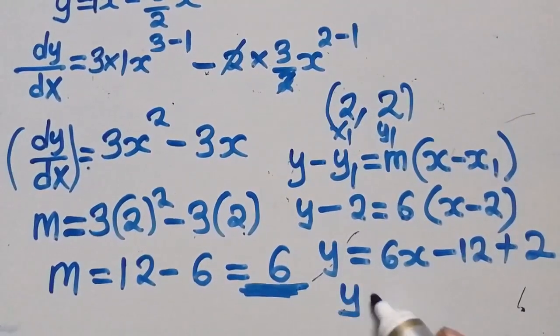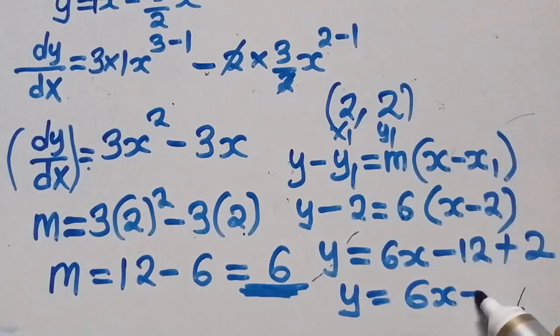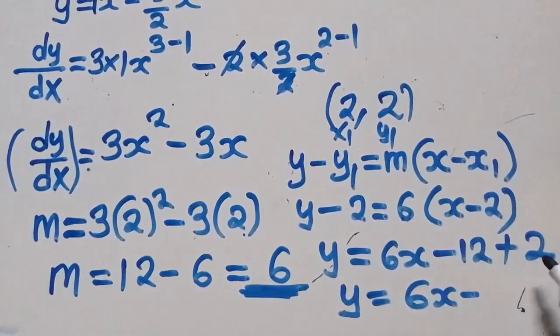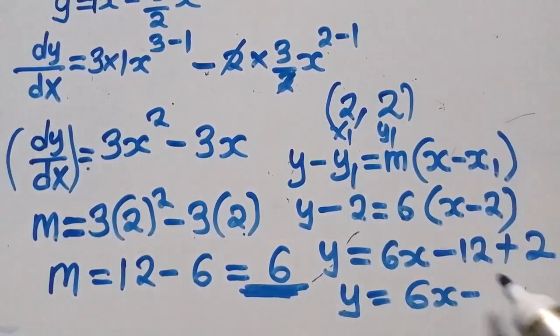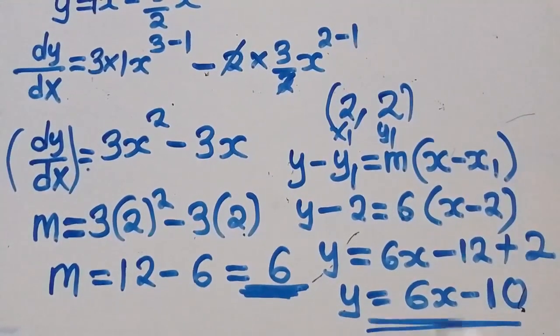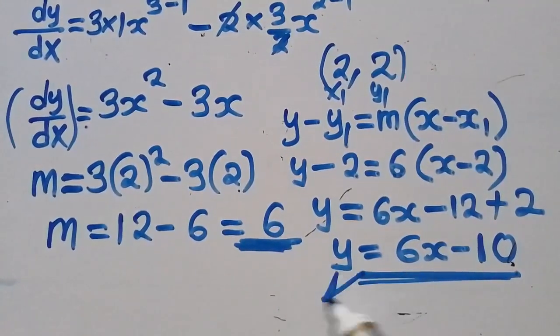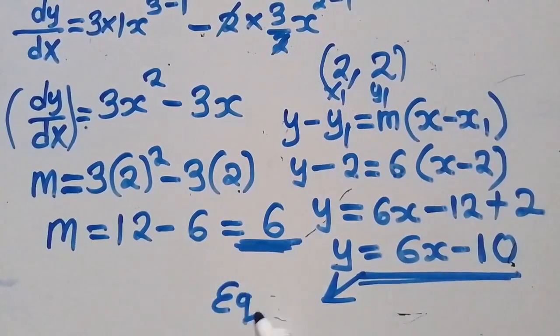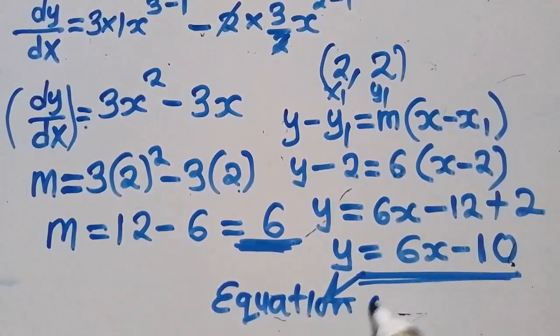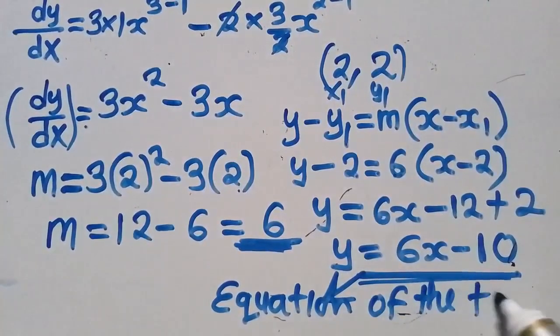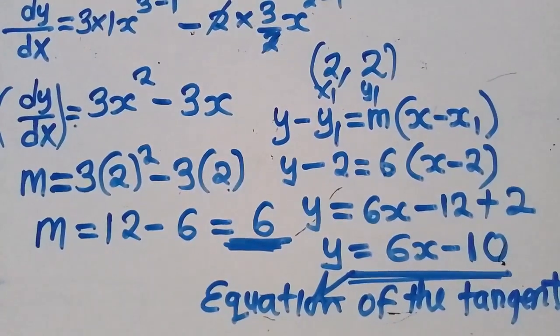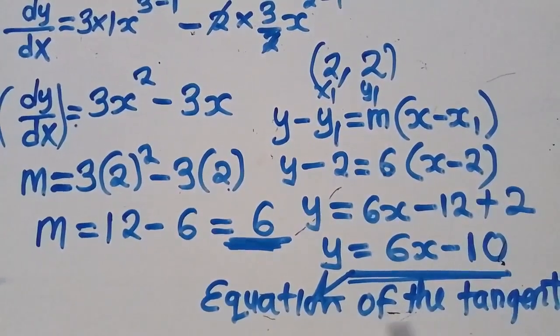Then you say y is equal to 6x minus, what are you having here? Different signs, you subtract, they maintain the sign of the bigger number. So that is negative 10. So y equals 6x minus 10, this is what we are calling the equation of the tangent. You've answered the first one. That's how you need to answer that one.